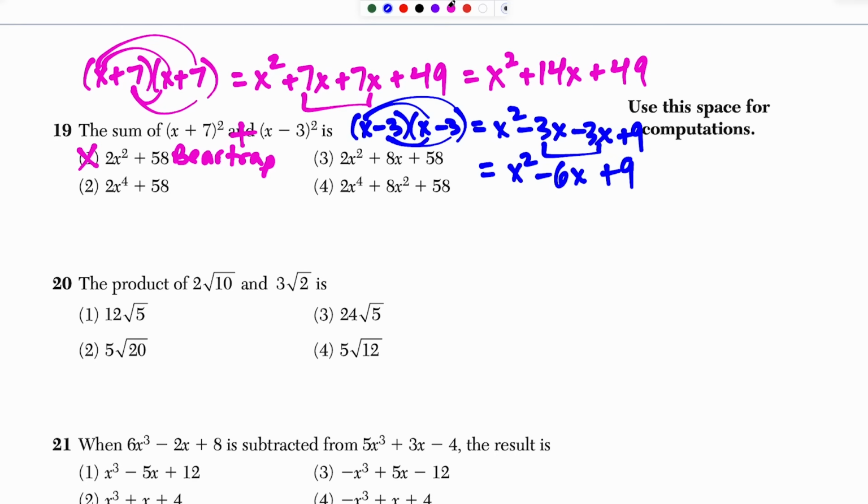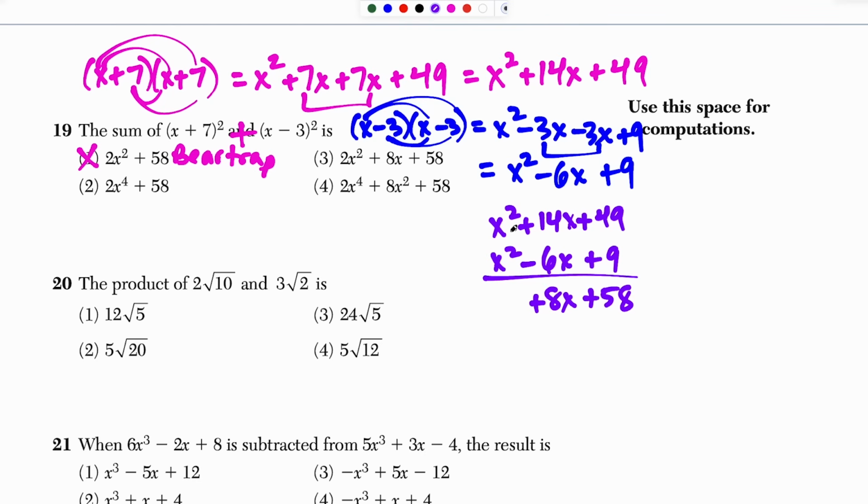So when we find this sum here, what we're actually doing is we're adding x squared plus 14x plus 49, and we're also adding x squared minus 6x plus 9. And for these, I like to write the like terms vertically aligned like this. So now 49 plus 9 is 58. And then we have 14x plus negative 6x is the same thing as 8x. And then x squared plus x squared is 2x squared. Okay, so that middle piece needs to be there. It should be 2x squared plus 8x plus 58, choice 3.